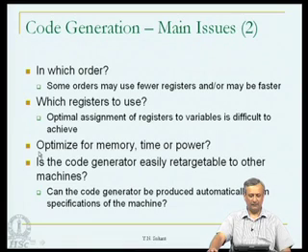One other issue is, should we optimize for memory, should we optimize for time, or should we optimize to save power? Each of these is actually very important in a different context. For example, for embedded systems of one kind, it may be necessary to save memory. So, we must optimize for memory.